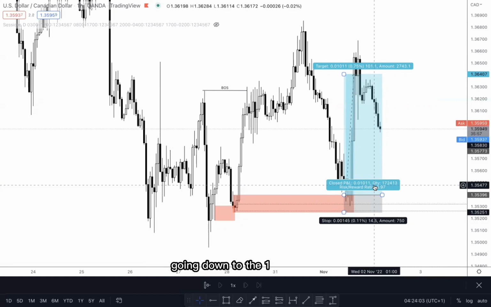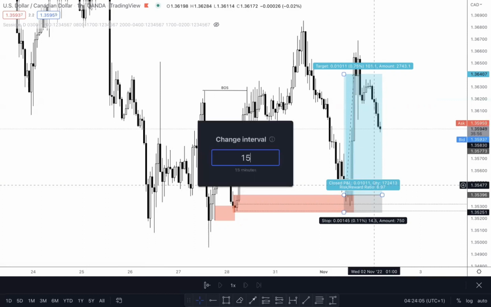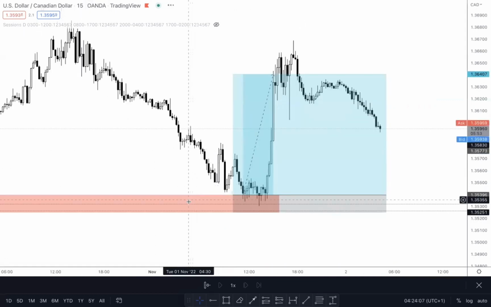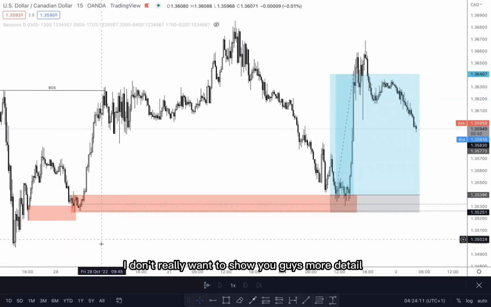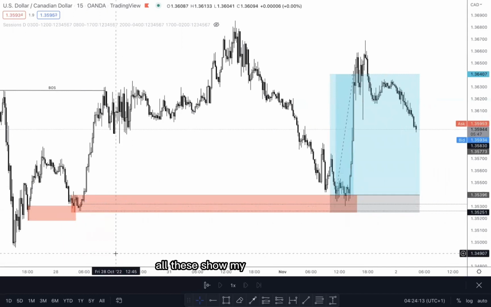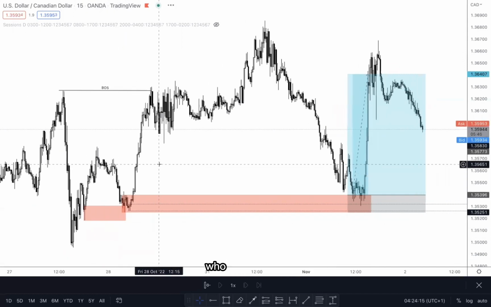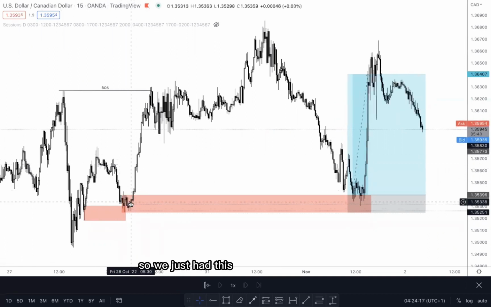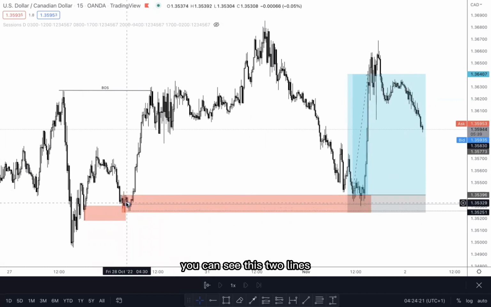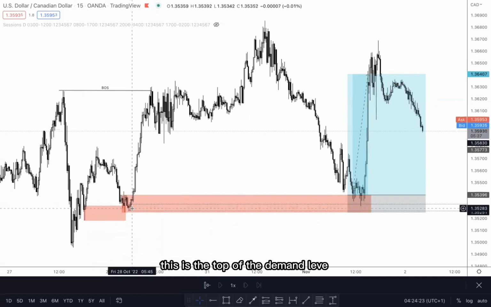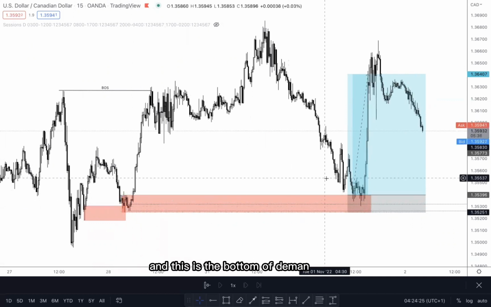So you're going down to the 15 minutes. I don't really want to show you more details, I already show my students or those who I trade with. So we just had this 15 minutes candle here where I had my lower entry. You can see these two lines. This is the top of the demand level, and this is the bottom of the demand level.